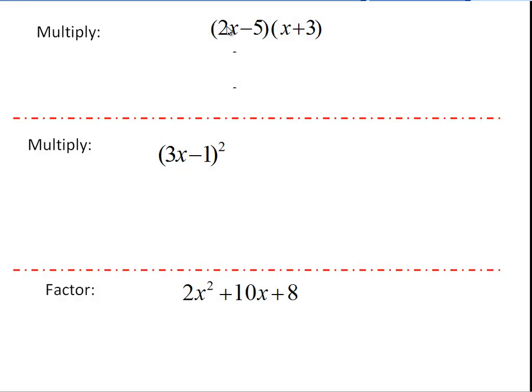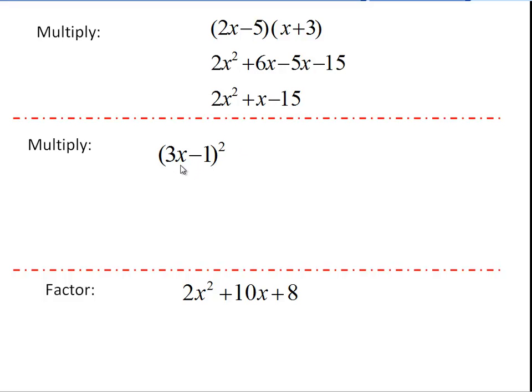Okay, multiplying, you distribute, so it's 2x times x is 2x squared. 2x times 3 is 6x. Negative 5 times x is negative 5x, and negative 5 times 3 is negative 15. And you combine your middle terms, it's 2x squared plus x minus 15.